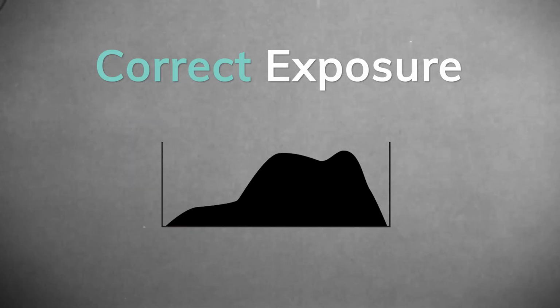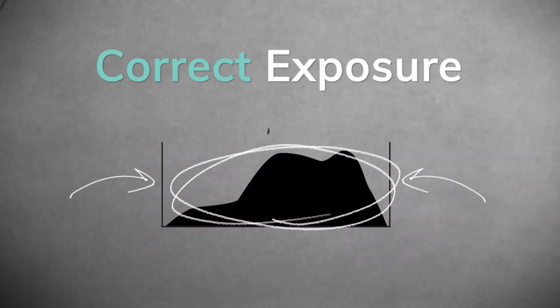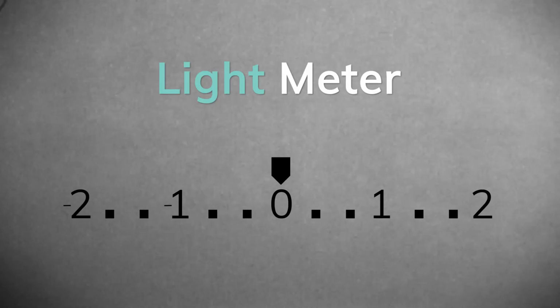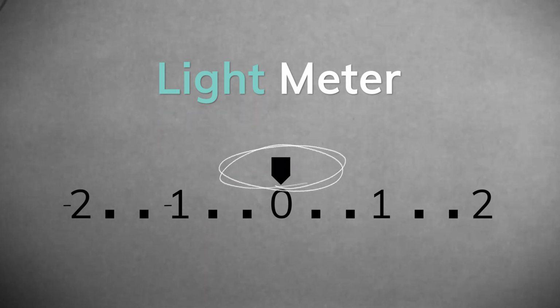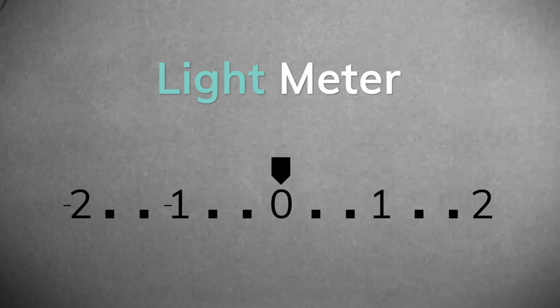Here's a histogram of a correctly exposed image. You want this area to be more or less in the center of these 2 lines. If it's too far to the left, it will be underexposed. And if it's too far to the right, it will be overexposed. Another tool we use is the light meter. When your image is perfectly exposed, this box should be in the center of the light meter. If it's underexposed, it will move to the left. And if it's overexposed, it will move to the right.